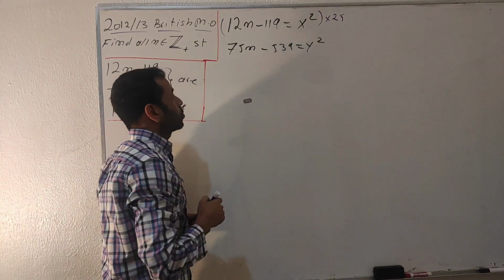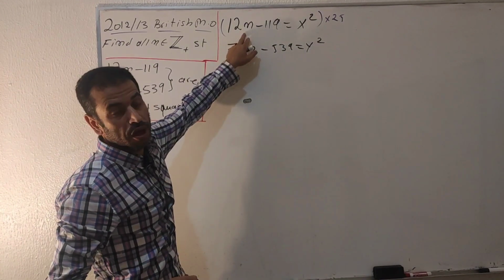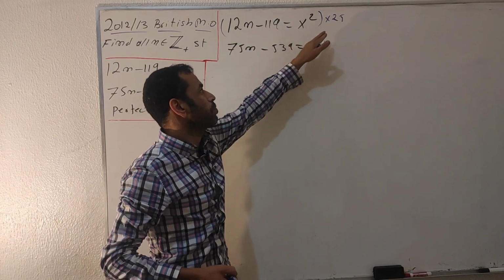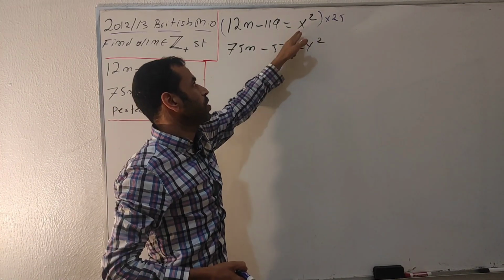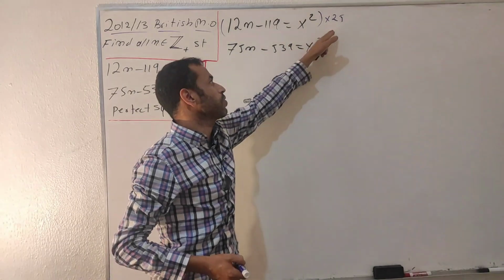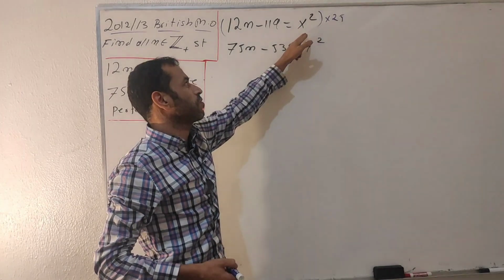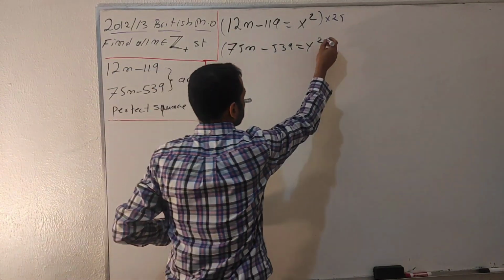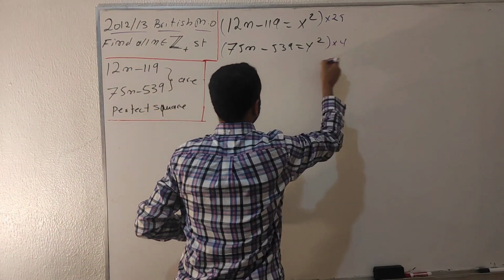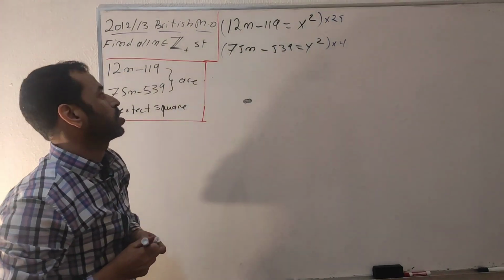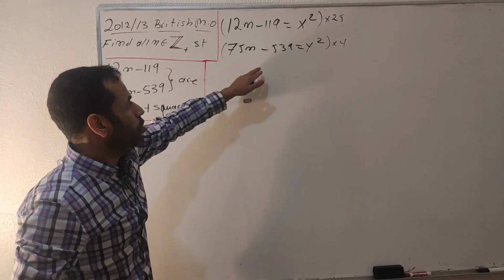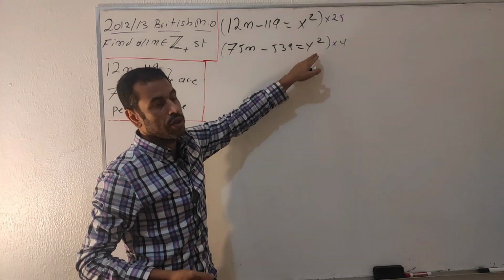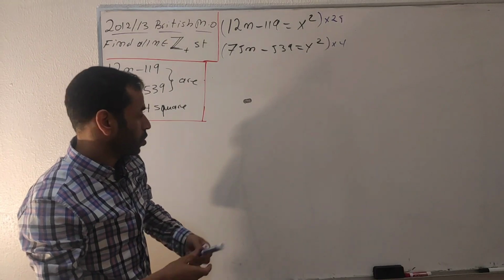Why 25? Because 25 multiplied by 12 gives 300. Then putting this 25 together with x squared makes 25x squared, which is (5x) squared. Also, I'm going to multiply the second equation by 4, because 4 multiplied by 75 gives 300. By putting this 4 together with y squared, we get (2y) squared.